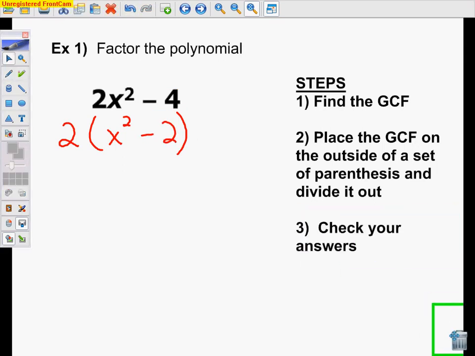Now, the next step that you'll do is just check your answer and make sure it's correct. So you could check it by multiplying back in there. 2 times x squared gives you 2x squared. 2 times negative 2 gives you negative 4. So we know that our answer is correct.